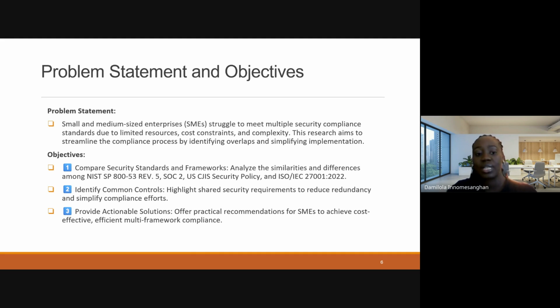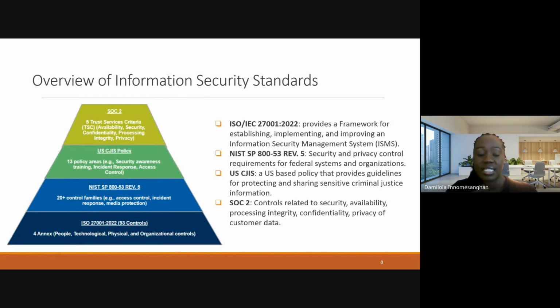I'd like to mention that these standards were selected due to their widespread adoption, structured control frameworks, and their relevance in securing diverse environments. I'm sure we're all very familiar with the NIST, the ISO, and the SOC 2. The only one that we're probably not very familiar with is the US CJIS, and it was selected due to the projects that we're currently handling with Technology Nuts. It is basically a US-based policy that provides guidance for protecting and sharing sensitive criminal justice information.